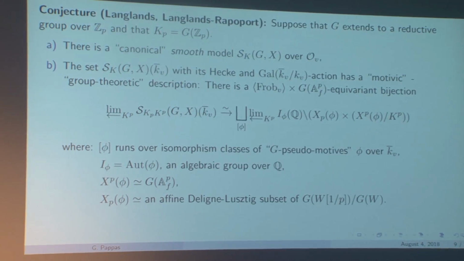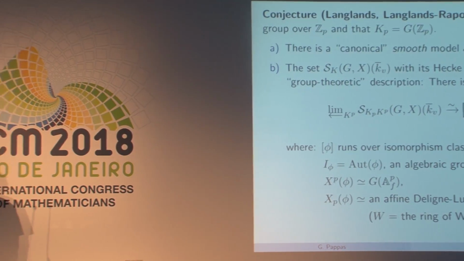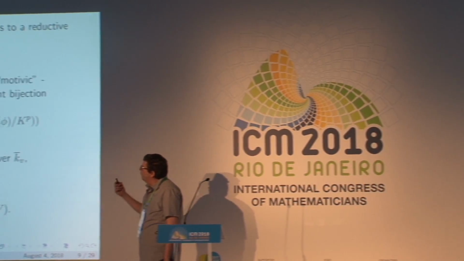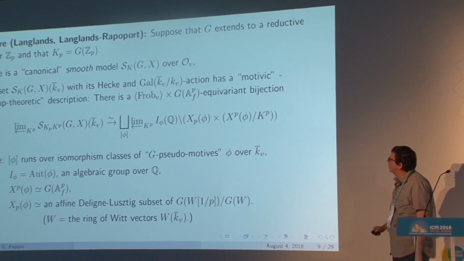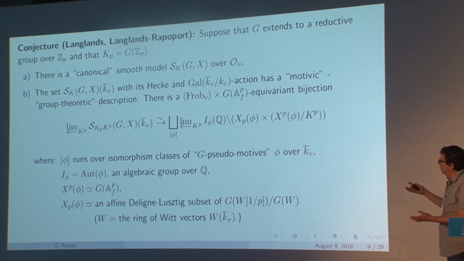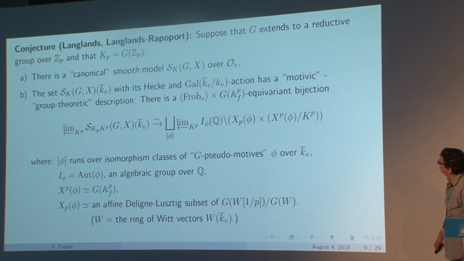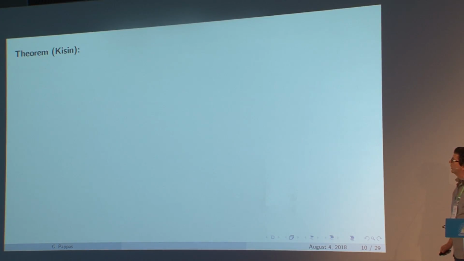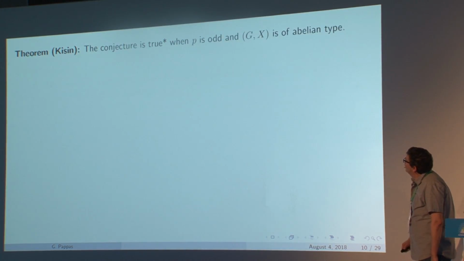Okay. So, oh, I forgot. The W is the ring of Witt vectors. Now, I'm not going to emphasize this part of the theory, so it's not so important to discuss this. I just need to give you a feeling of what you expect. There is some structure, there's some description where it's motivic and group theoretic.